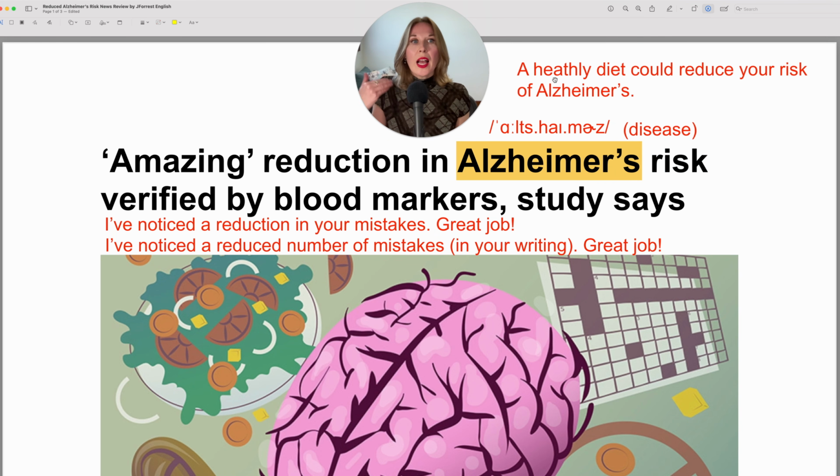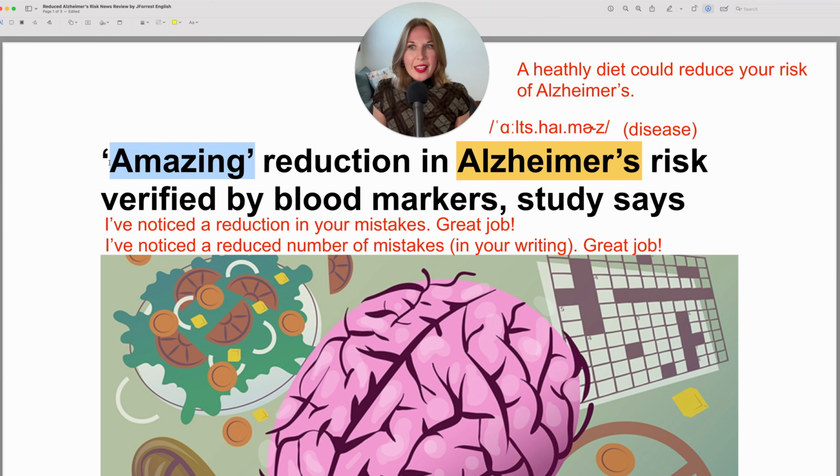For example, a healthy diet could reduce. So here reduce is a verb. Could is a modal. It means there's a possibility, but it isn't guaranteed. Now for sentence structure, you have modal plus base verb. So that's why we have reduce. A healthy diet could reduce your risk of Alzheimer's. So notice those preposition changes and sentence structure changes. In this case, reduction again is a noun. Amazing reduction in Alzheimer's risk.